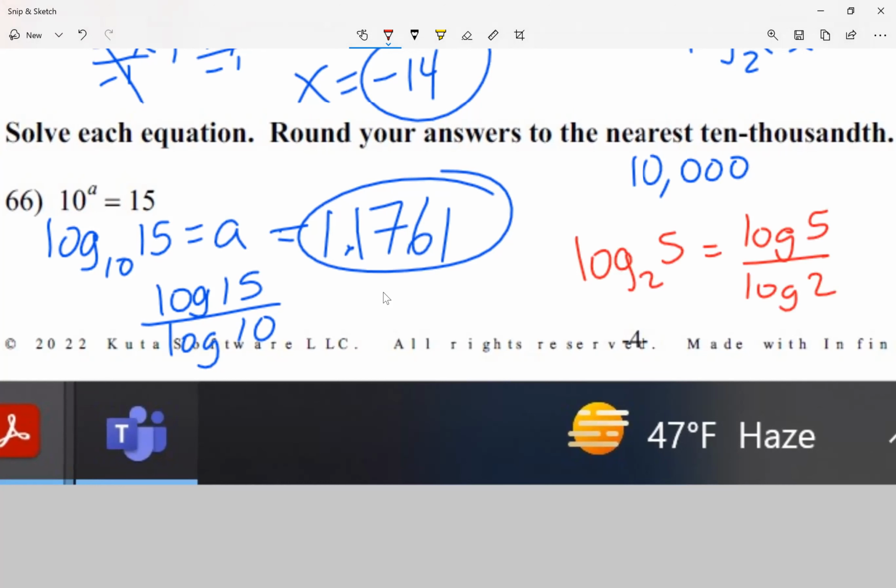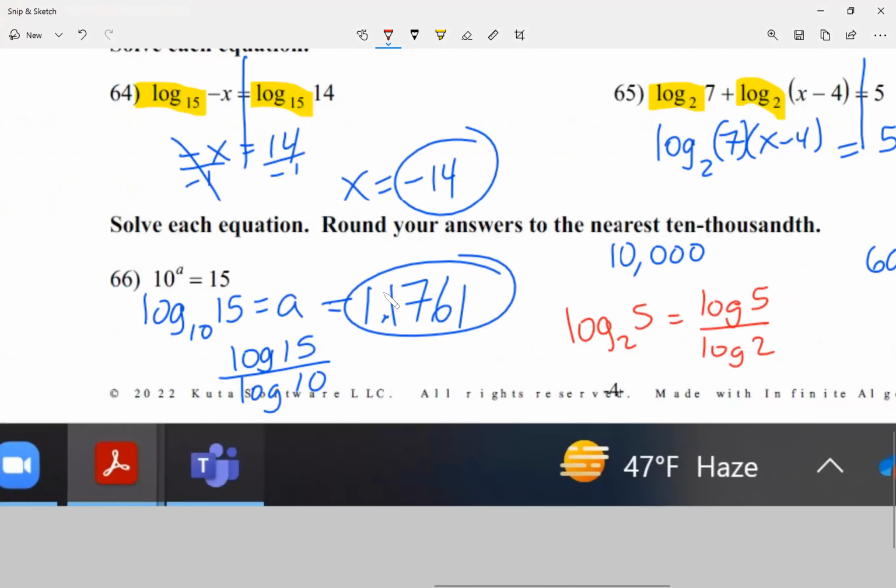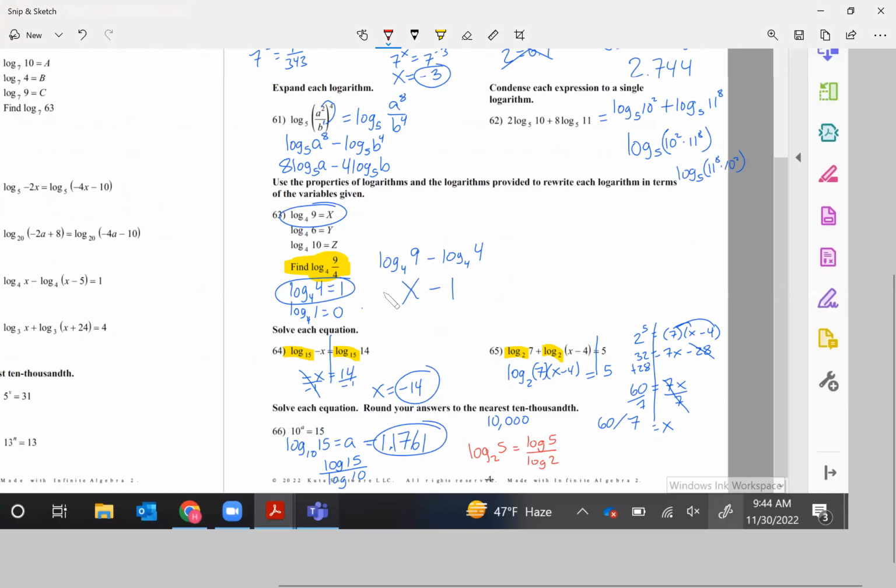So this is how you're going to do it when the base is not 10 and your calculator doesn't allow you to change the base. So let me zoom out. We did questions 57 through 66.